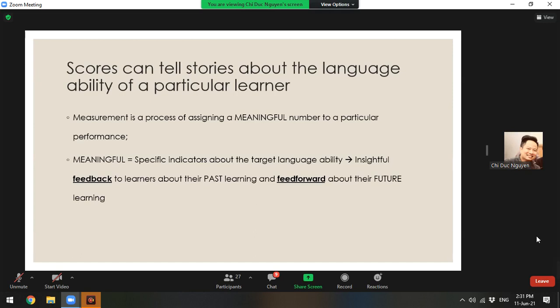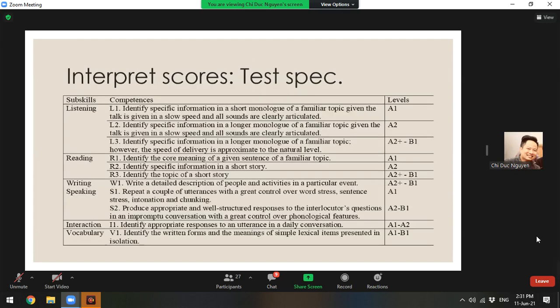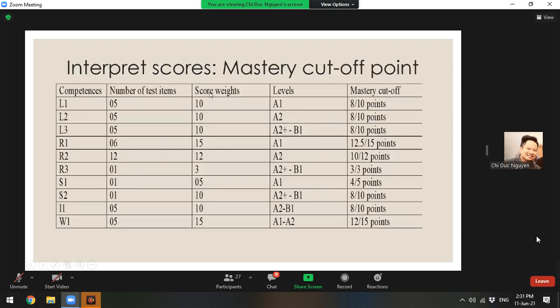And in order to elicit this kind of evidence, we have to look back at the test spec or the test plan. And the three things that we have to focus on: the first one is about the underlying competencies that you are measuring with the test. The second one is about the mastery cutoff point, so we talk about the reasonable volume of the evidence that you need to collect in order to say that the student achieved a certain level.